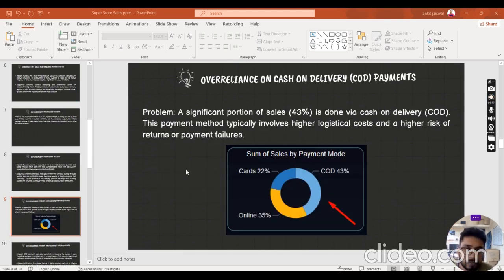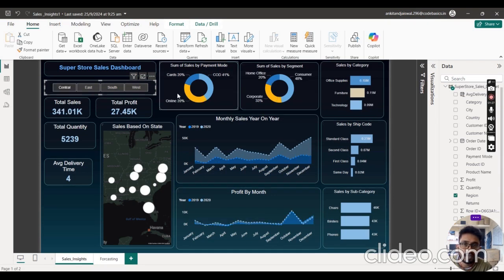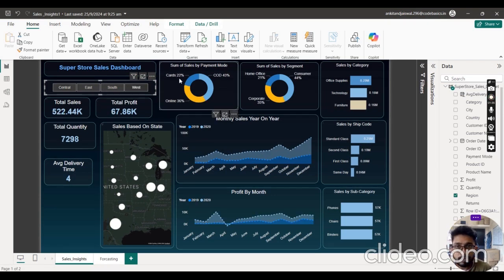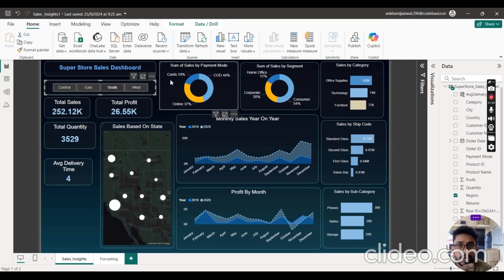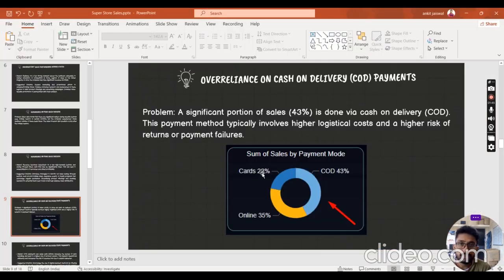Talking about my next insight, that is over-reliance on cash on delivery payment methods. If you see my KPI dashboard, you can see that for any particular region, the cash on delivery payment method used by customers is more than that of people who are paying for my product with cards or online. The problem is that a significant portion of the sales, that is 43%, is done via cash on delivery. This payment method typically involves higher logistics cost and a higher risk of return or failure.